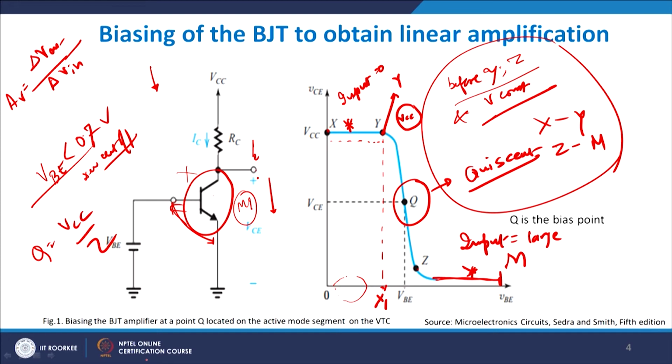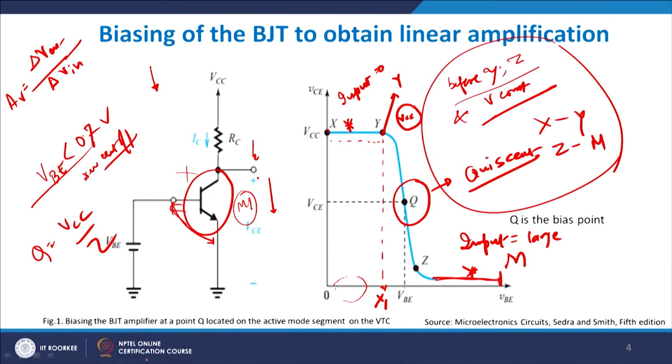Secondly, what about the gain at XY and ZM, because gain is change in the output voltage upon change in the input voltage. So, though your input voltage is changing, the output voltage is constant, and therefore your gain at this point is exactly equal to the gain at this point. So, gains are exactly equal in both the cases, but the gain shows a drastic change in the middle region depending upon how steep the slope is.